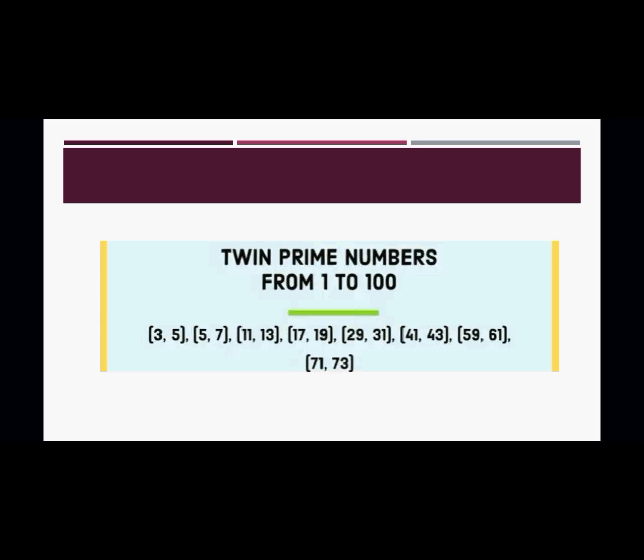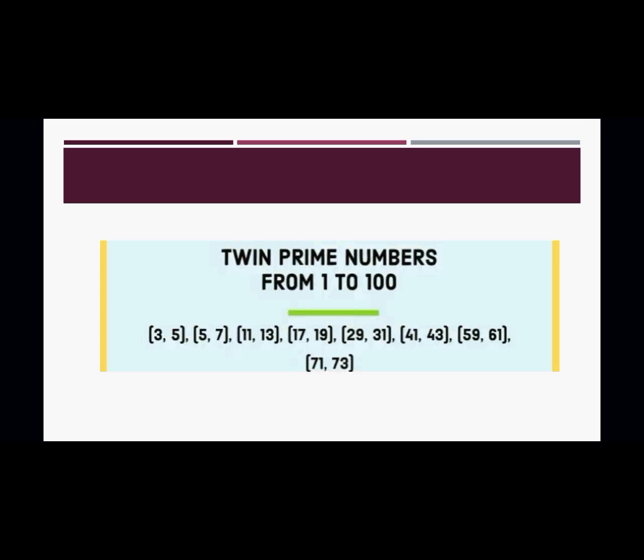Ma'am, 96 and 98. What is 96 and 98? They are composite numbers. So how can they be prime numbers? 96 and 98 are not prime numbers. Yeah, they are divisible by 2. They will have more composite factors. Exactly. See the screen, everybody.